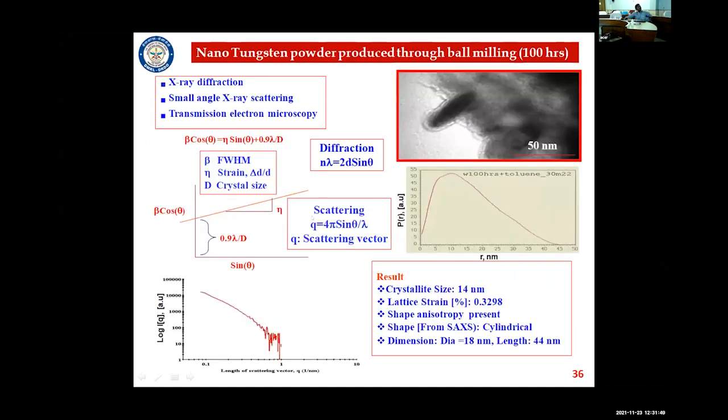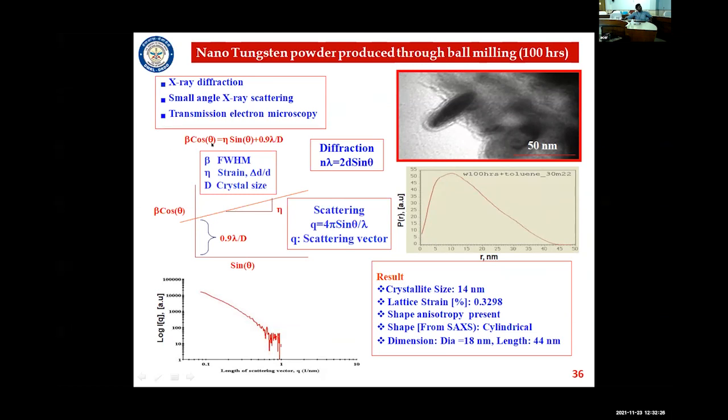Now, this is the tungsten powder which is milled for 100 hours. To analyze the 100 hours milled tungsten powder, I have used all three pieces of equipment: X-ray diffraction, small angle X-ray scattering, and also transmission electron microscopy. From XRD, using the full width at half maximum intensity of the X-ray peak and the Williamson-Hall method, I can get the crystallite size here.